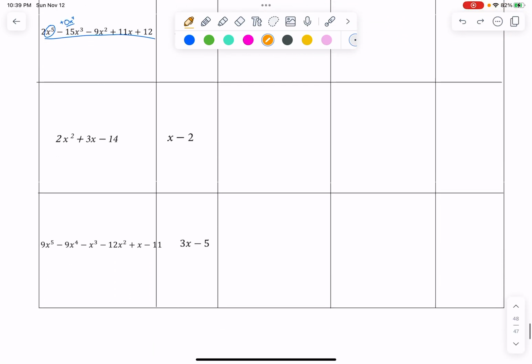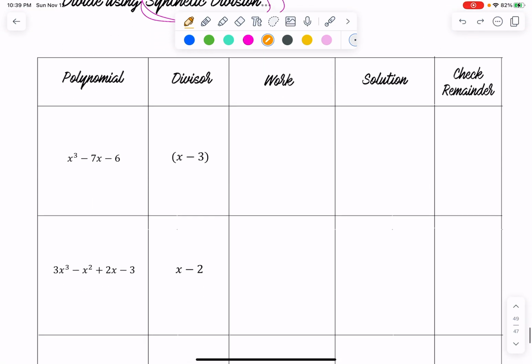All right, so be careful of that and do those things. Let's do a synthetic division problem, and then I'll let you go.